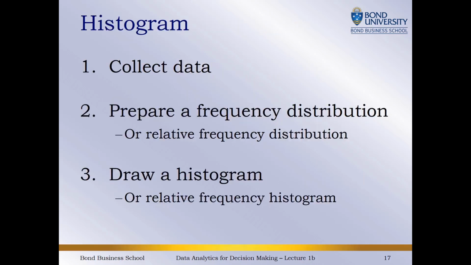So let's just summarize up here. A histogram: we collect the data, we prepare a frequency distribution or a relative frequency distribution, that was just that table, then we can draw the histogram or the relative frequency histogram. Depending on if we care about the absolute value, we'll just use a normal histogram, or if we care more about the proportion, the percentage that are in each category, we use relative frequency.